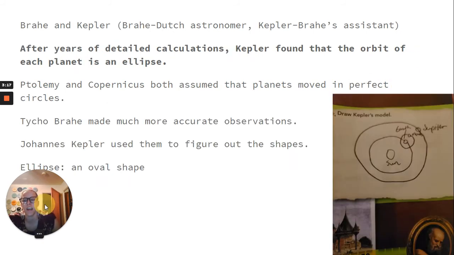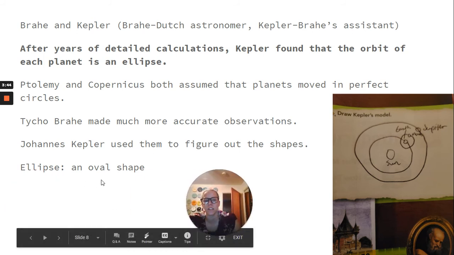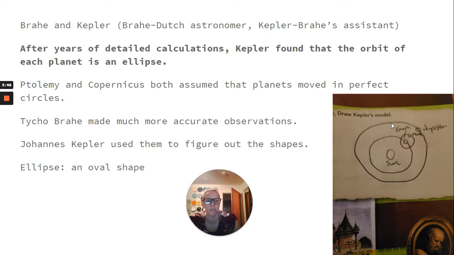Next we have Brahe and Kepler. Brahe was a Dutch astronomer, and Kepler was Brahe's assistant. So after years of detailed calculations, Kepler found that the orbit of each planet is an ellipse. So Ptolemy and Copernicus both assumed that planets moved in perfect circles. Tycho Brahe made much more accurate observations, and then Johannes Kepler used those observations to figure out the shapes. And we find that an ellipse is an oval shape.